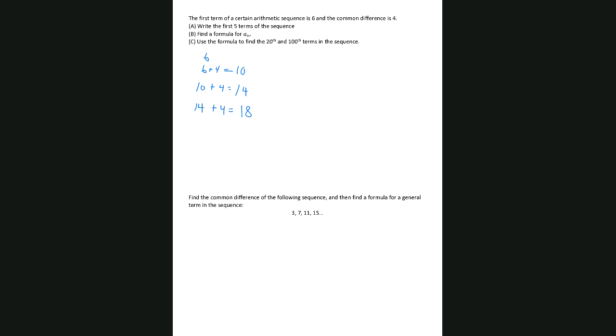And if I take 18 and add 4 to that, then the fifth term in the sequence is 22. So 6, 10, 14, 18, 22. It will be this sequence. And we could, if we wanted to, find other terms, but it just asks us to find the first 5. All right. So now it asks us to write a formula for a sub n.